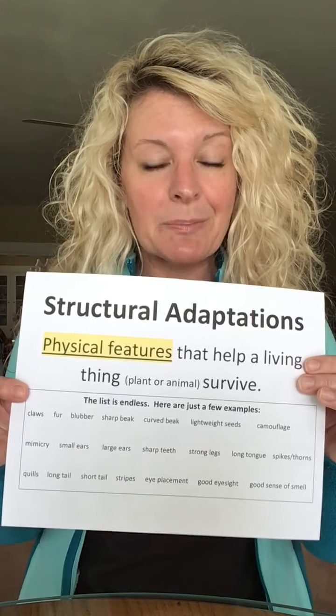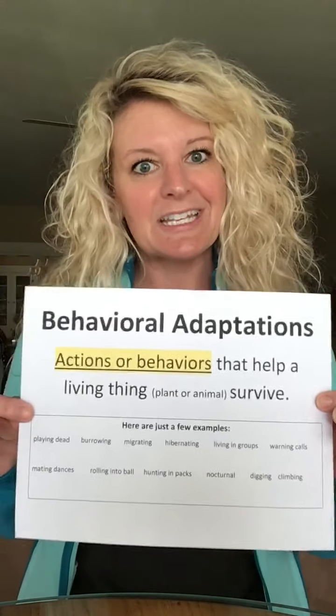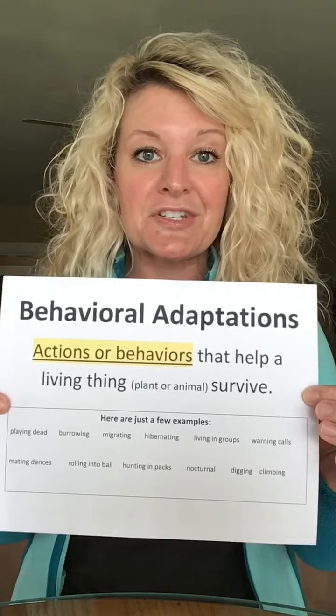So structural adaptations are parts of a body, physical features that help a living thing survive, and then behavioral adaptations are actions or behaviors that a plant or animal does in order to survive. So that is today's lesson.